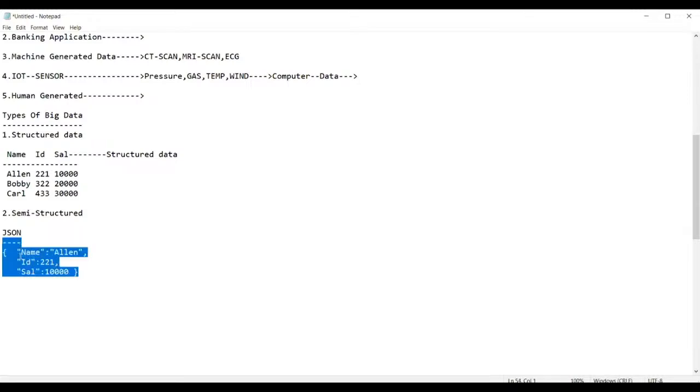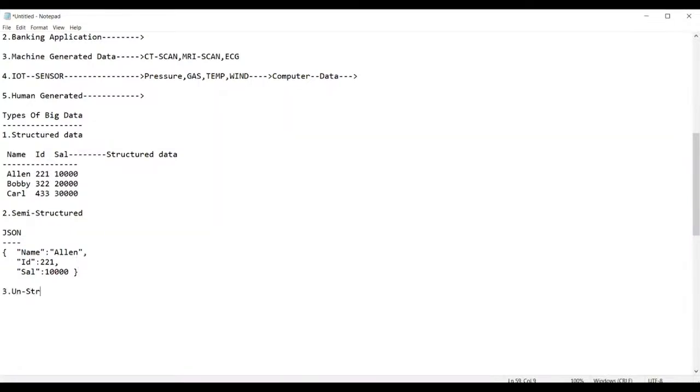This kind of data is called what? Semi-structured data. This kind of data is called semi-structured data. And now finally, the third one is called what?